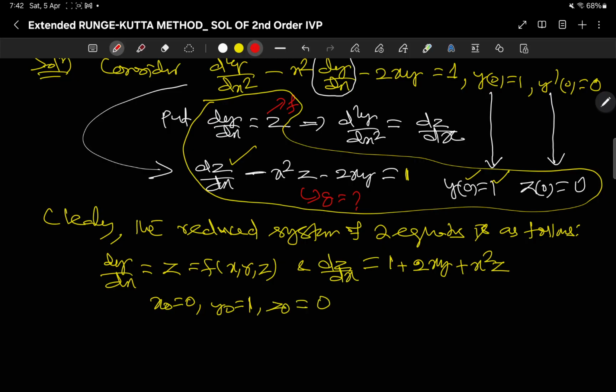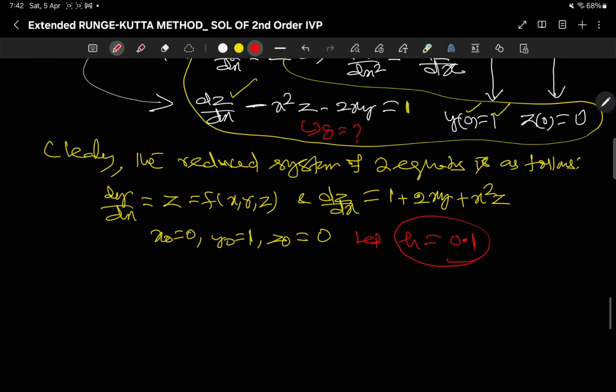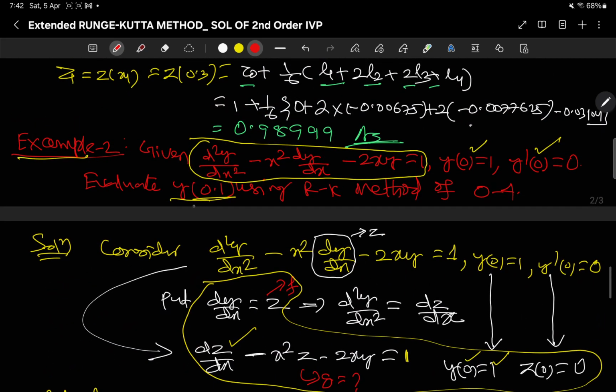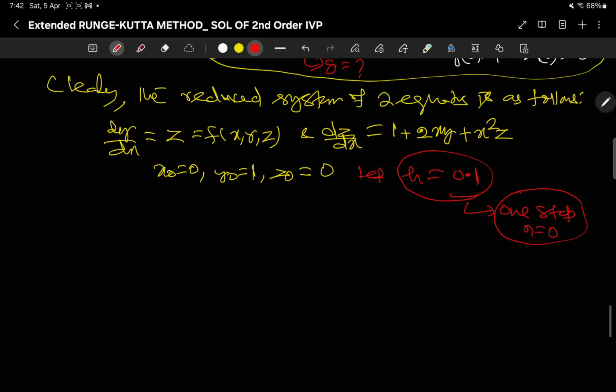So let me choose h is equal to 0.1. Okay, I want to minimize the steps, so h is equal to 0.1. So we need only one step with n is equal to 0, right? One step is enough to achieve the result as y of 0.1. So now we find k1, k2, k3, k4 as in the previous case.